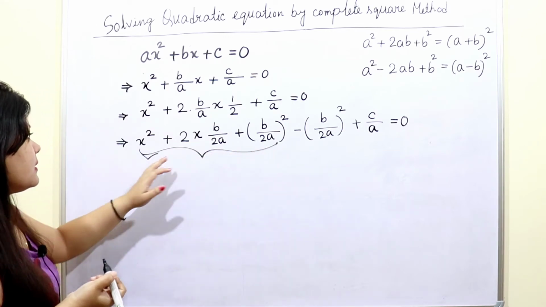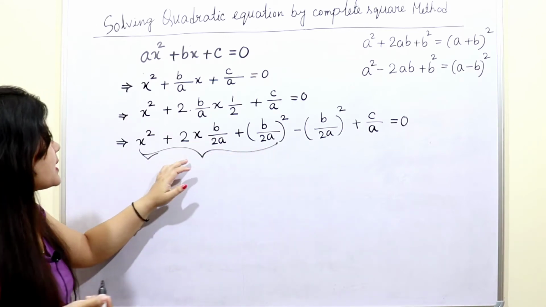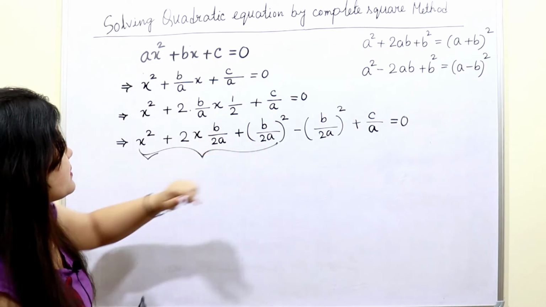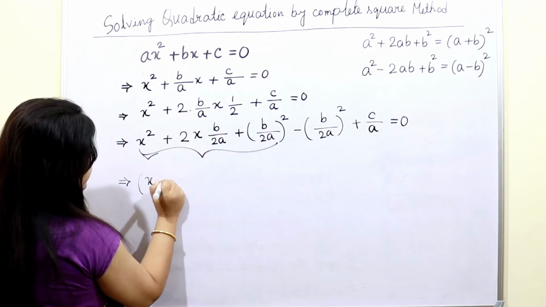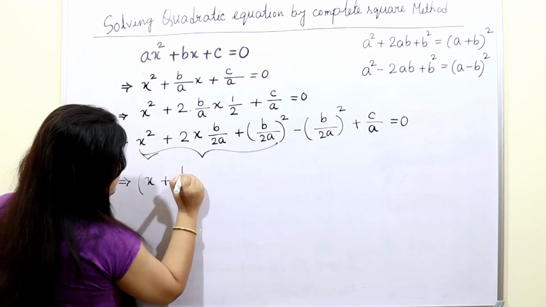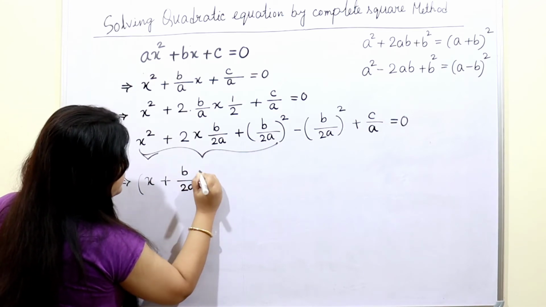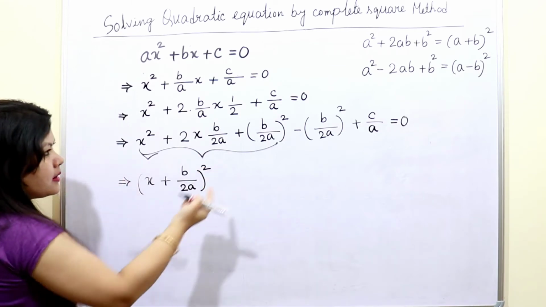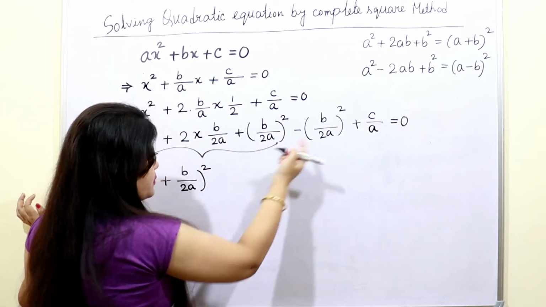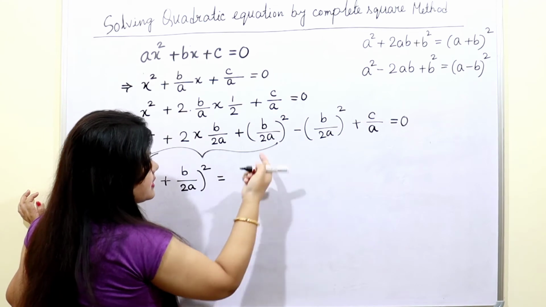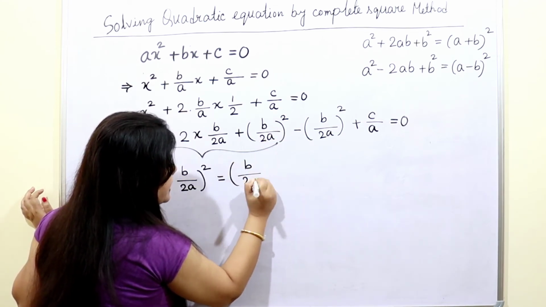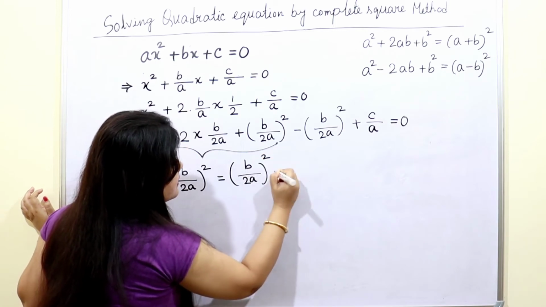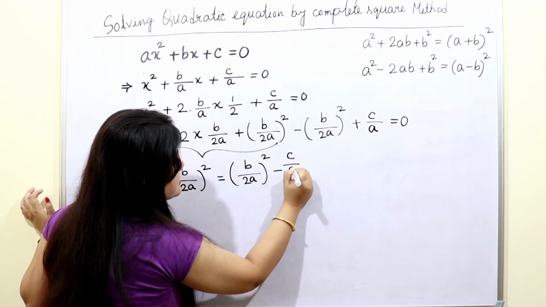x square plus 2x b by a plus b by 2a whole square. So we can write down x plus b by 2a whole square. And now this expression we will shift the term to the right hand side. So b by 2a whole square, this is minus c by a.